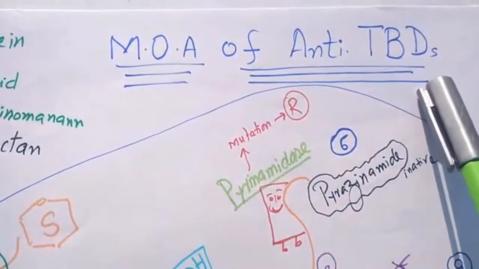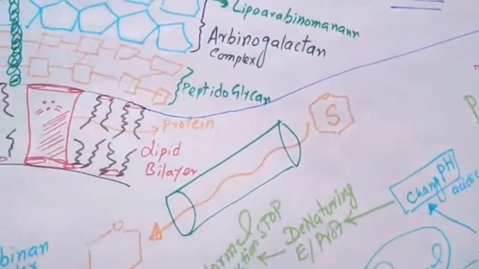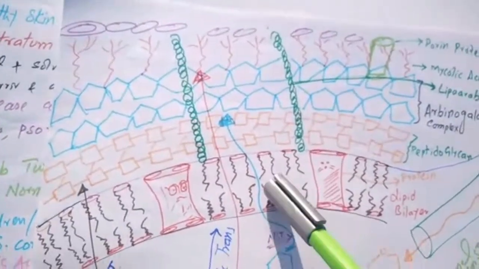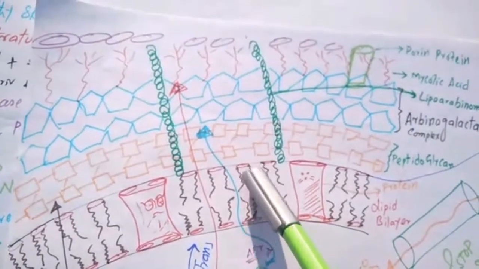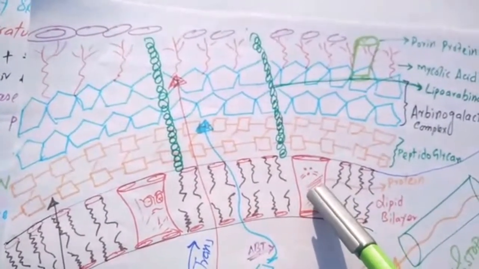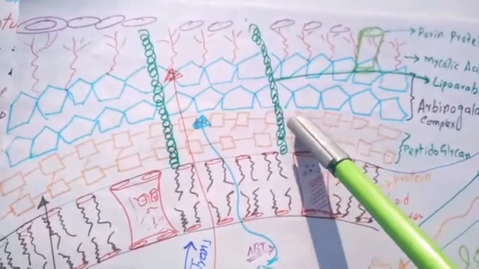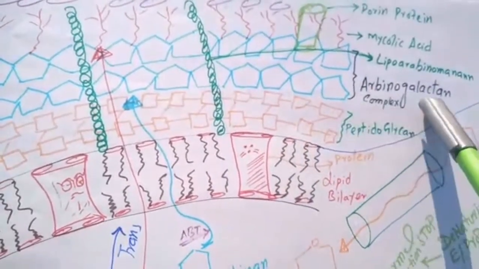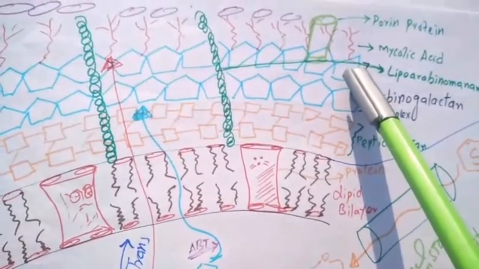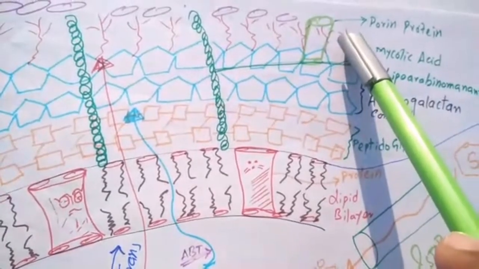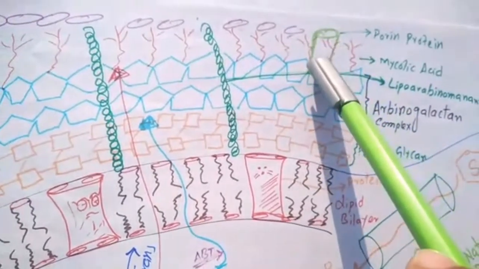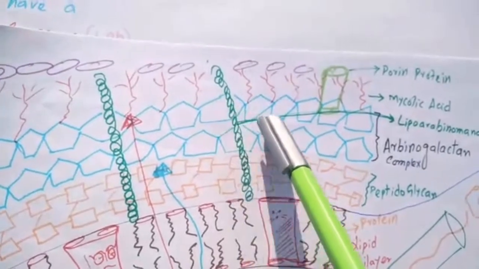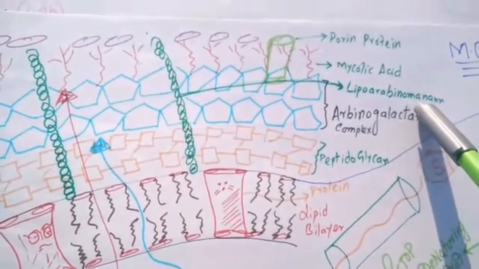Mechanism of anti-TB drugs. The cell wall of the Mycobacterium tuberculosis consists of a first layer, which is a lipid bilayer also containing protein molecules, followed by the peptidoglycan layer, which is followed by the arabinogalactan complex, this area, which is connected with mycolic acid and also has protein channels, porins. And this green line is lipoarabinomannan.